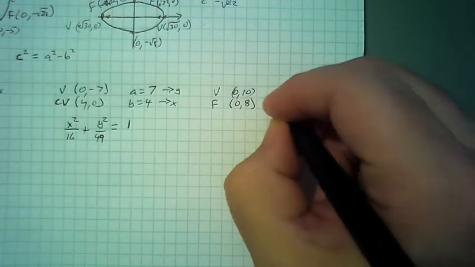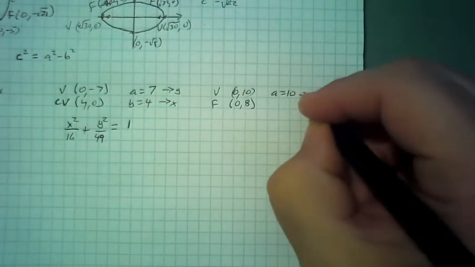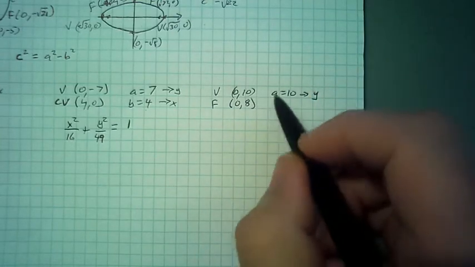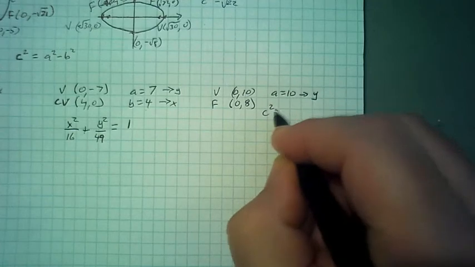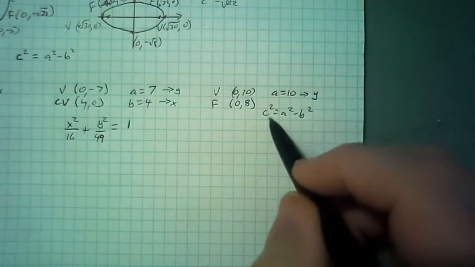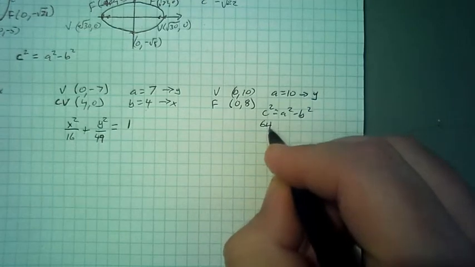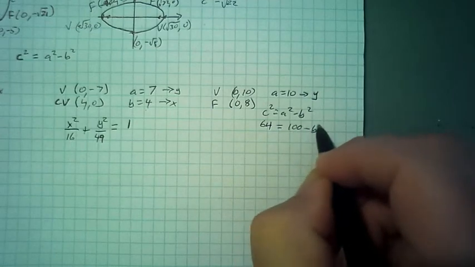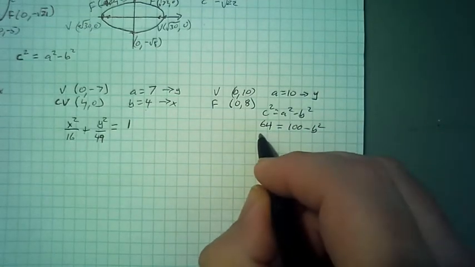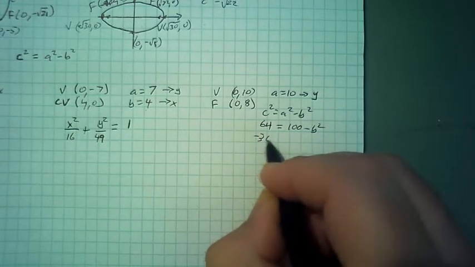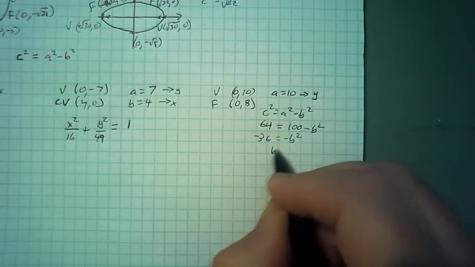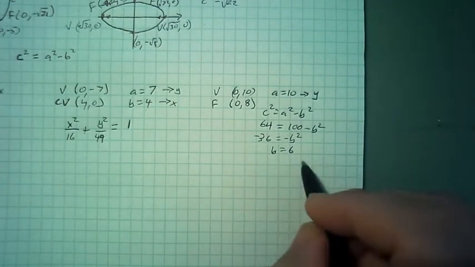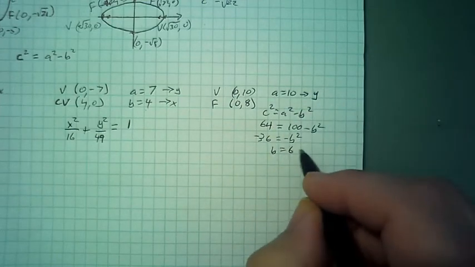The vertex being 10 tells me that a is 10. It also tells me that it's going to be 100, and it's going to be under the y squared. Now, in order to find b, I'm going to need to use my c squared equals a squared minus b squared equation. So c squared is 64, because that's 8 squared. a is 10, so this is 100 minus b squared, which means if I subtract 100, I'll get negative 36. That equals negative b squared, so b is going to be 6, because you change the signs and then square root. So b is 6, and because a is in the y direction, b must be under the x.